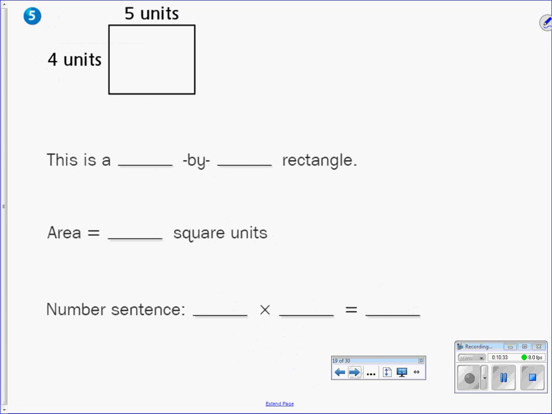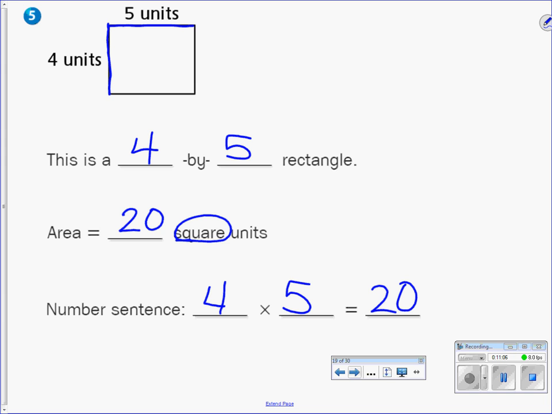All right, number 5. Okay, this time they didn't give you any of the unit boxes in there. But we know that I have 5 unit boxes going across this way and 4 unit boxes in my rows. So this would be a 4 by 5 rectangle. So my number model would be 4 times 5. And we can skip count by 5, so that makes it pretty easy. So 4 times 5 would give me 20 square units. Okay, so my answer would be 20. Make sure you're squaring those units because we're looking at area, and area is anything inside your boundaries.